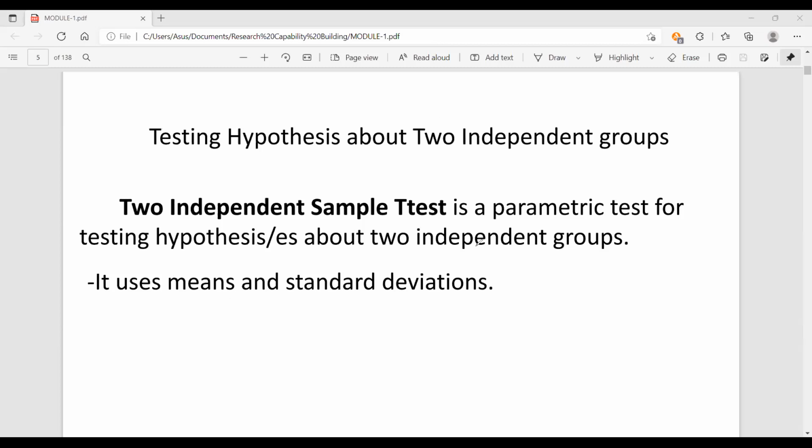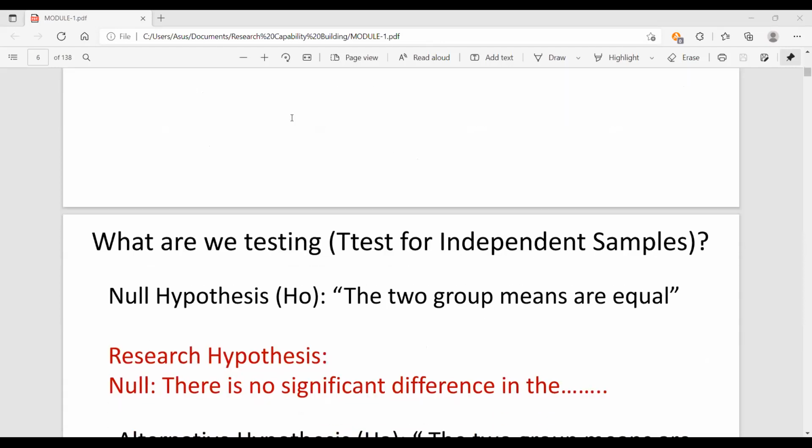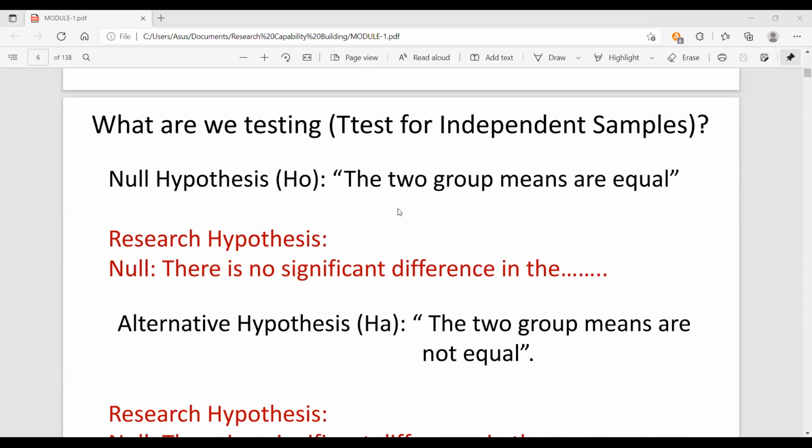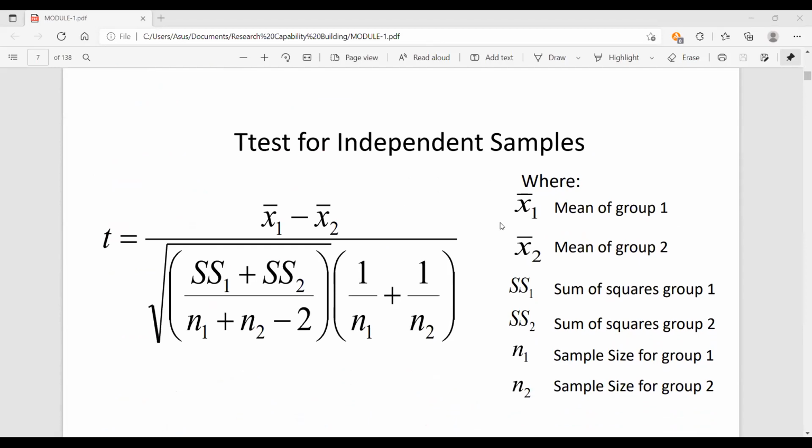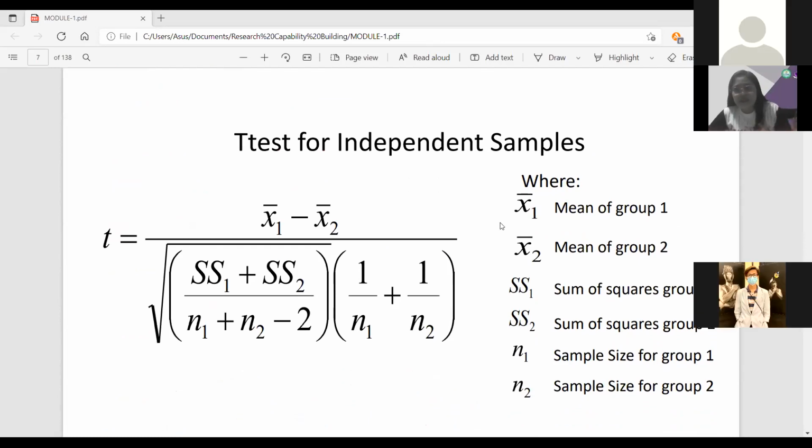Okay, send lang ha. Next, since this is a parametric test, we will be using the mean as the center of distribution. And at the same time, for the measure of variation, we're going to use the standard deviation. Okay? So I will just skip this since we are done with our discussion about the null and the alternative hypothesis. Okay? Now, if you're going to do the manual computation of the t-test for independent samples, this will be the formula. And pag daghan kayo og respondents, ugma pa ta mahuman aning computation, kay isa-isahon man jud nato ni.